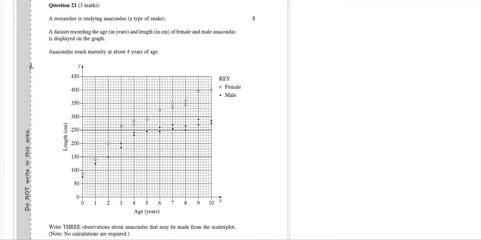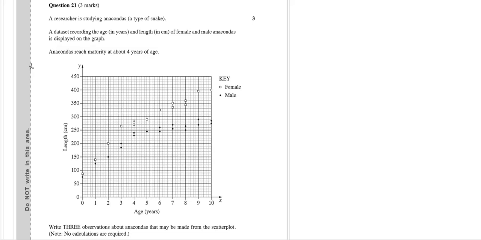Question 21. A researcher is studying anacondas, a type of snake. A dataset recording the age in years and length in centimetres of female and male anacondas is displayed on the graph. Anacondas reach maturity at about 4 years of age. Write 3 observations about anacondas that may be made from the scatter plot. Note, no calculations are required. Pause here to try yourself.